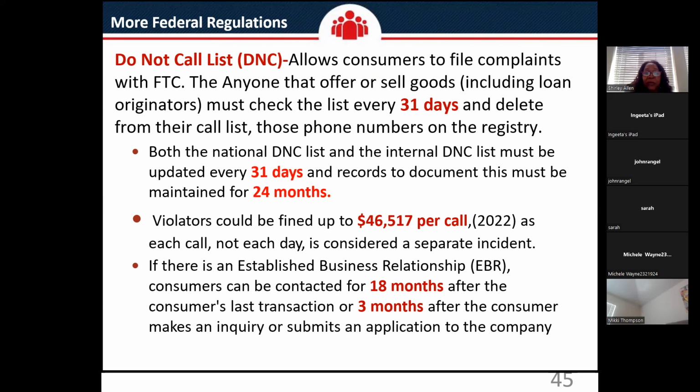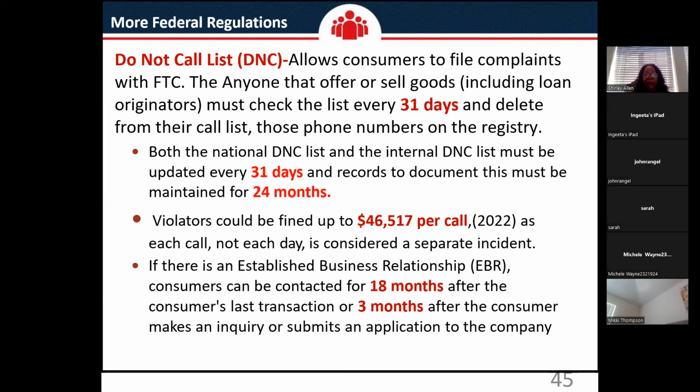There's a national do not call list and an internal do not call list. It must be updated. We just say scrubbed, but it must be updated every 31 days, and you must keep the records documenting that this is happening for 2 years. So you must take them off the list if they want to be off every 31 days when you go through it. And then you need to update the fact that you went through it and keep the records regarding the transactions for 24 months.